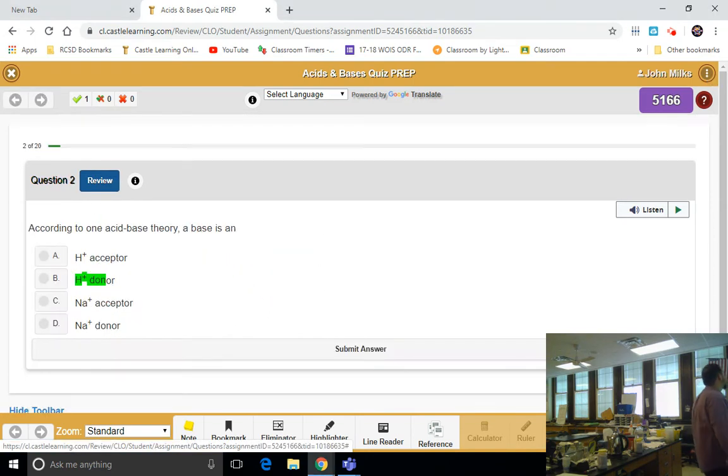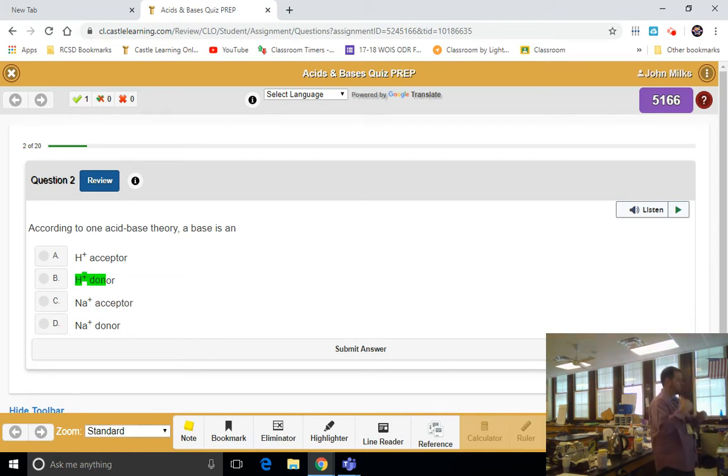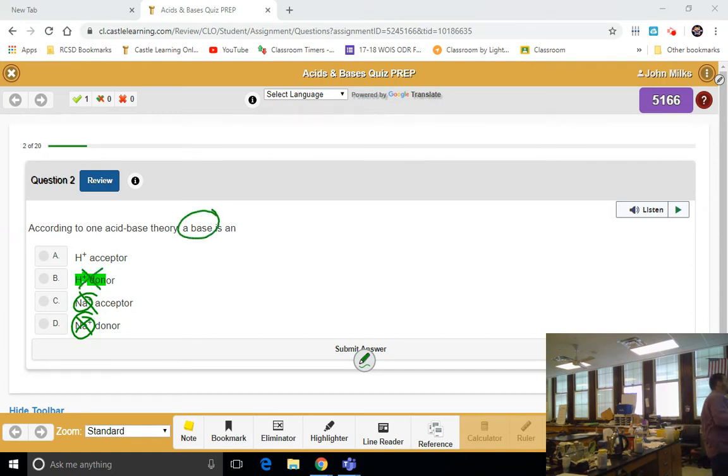Next question. According to one acid-base theory, a base is... so this is another definition question. I can cross off these two because we have nothing to worry about with Na. We talk about bases as H plus acceptors and donors. That is triggering my remembering the second definition we did. This is Bronsted-Lowry, where an acid is an H plus donor and a base is an H plus acceptor. We're looking for base. So I want to get rid of my acid, and the answer is H plus acceptor.